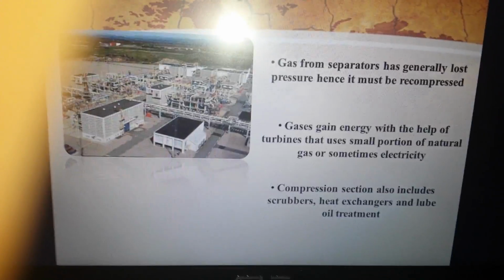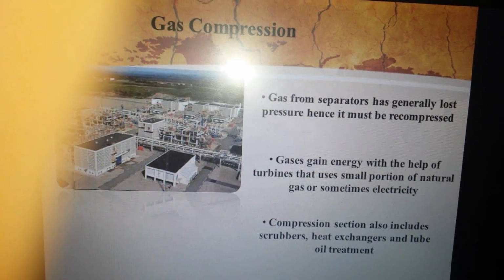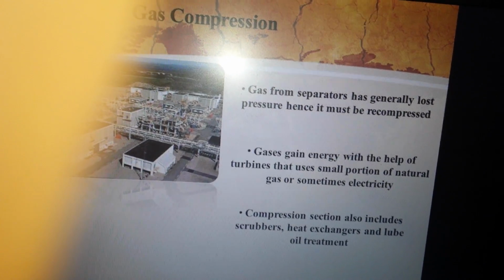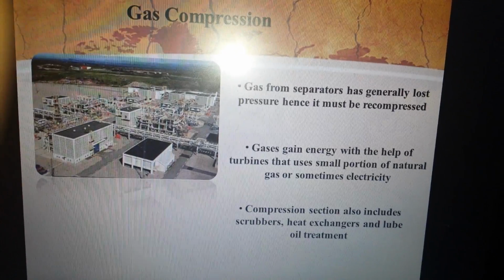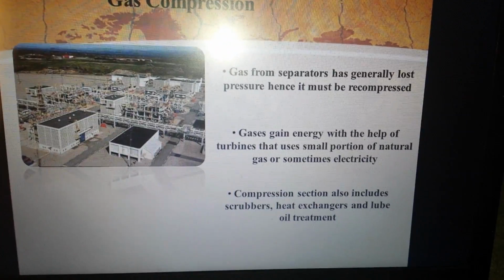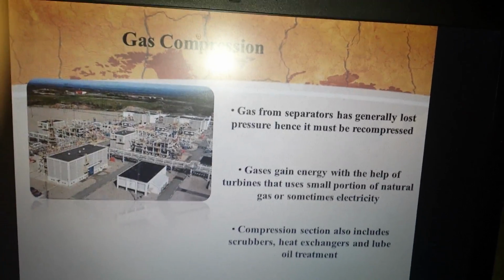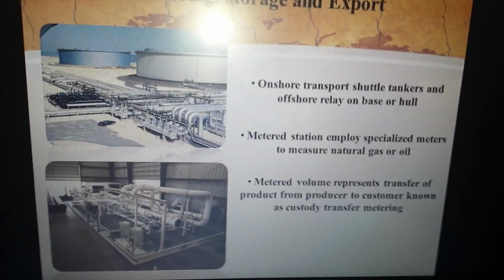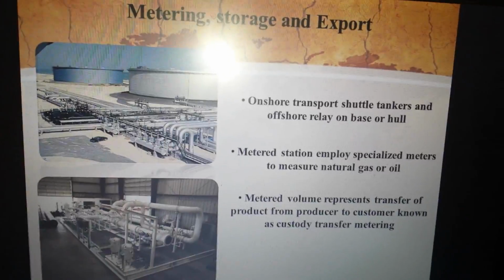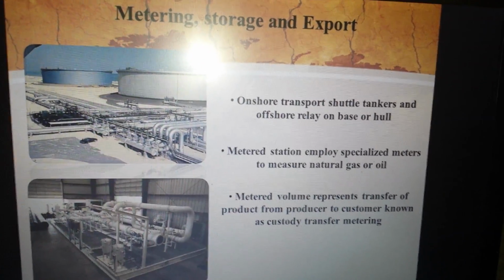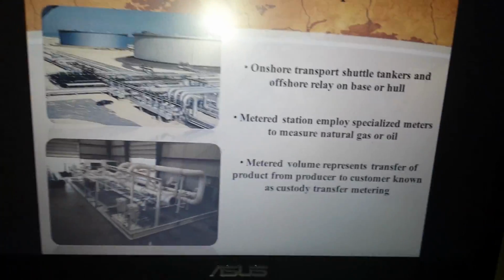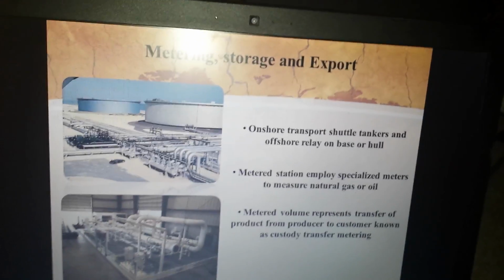The gas compression: after separation, gas usually loses its pressure, so it has to be recompressed for further purposes. So gas compression does this job. Metering, storage and export. Once the oil is drilled, once it's separated, once it's in the pure form, it has to be stored, it has to be measured, and it has to be exported. So here's a picture of that.